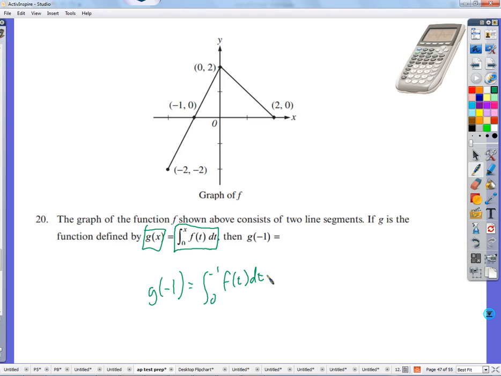Well, here's the graph of f. What does this mean in terms of the graph of f? Area. The area. Can you find the area from 0 to negative 1? Yeah. From 0 to negative 1? The top part of it? The top part of it? From here to here.